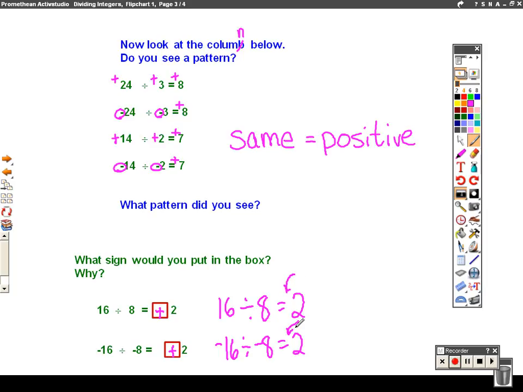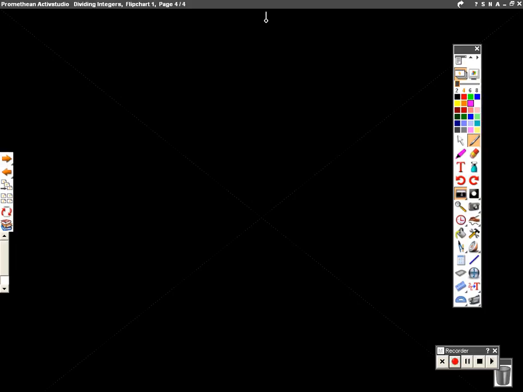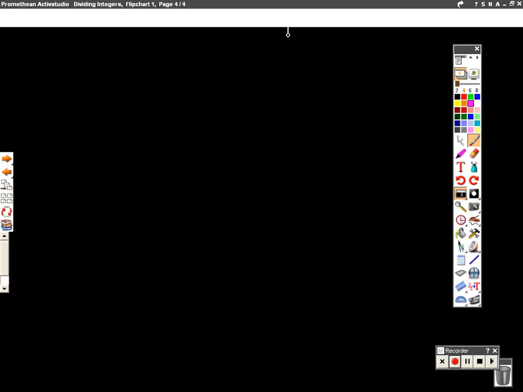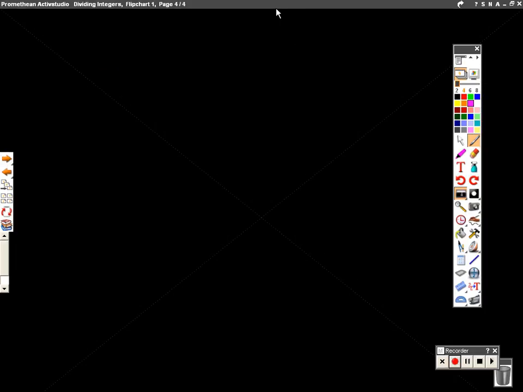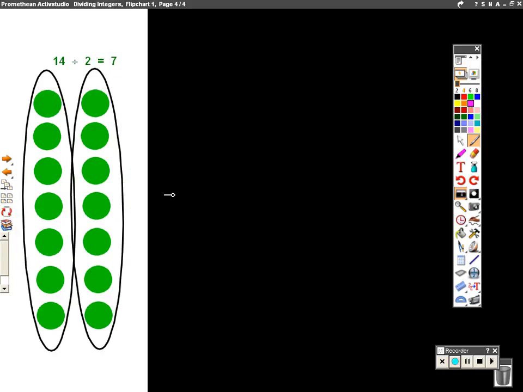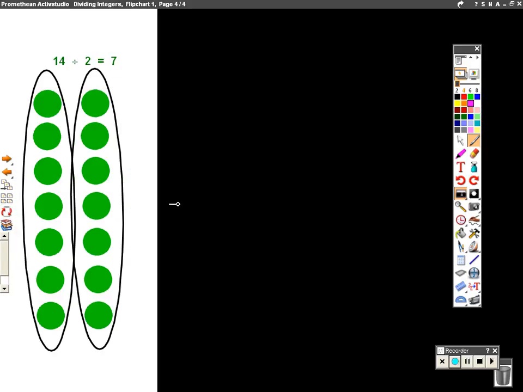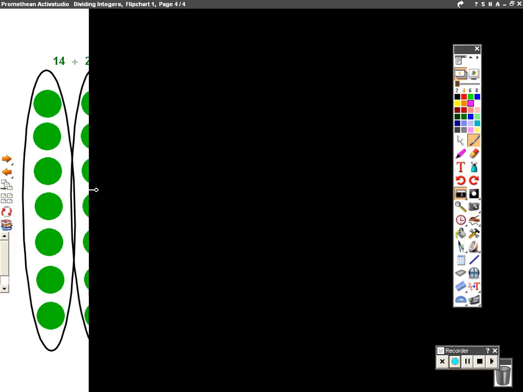All right. Now, of course, I have to include the model here. 14 divided by 2 equals 7. Remember, this means taking 14 and dividing it up into 2 even groups. And sure enough, there's 1, 2, 3, 4, 5, 6, 7 in each group.